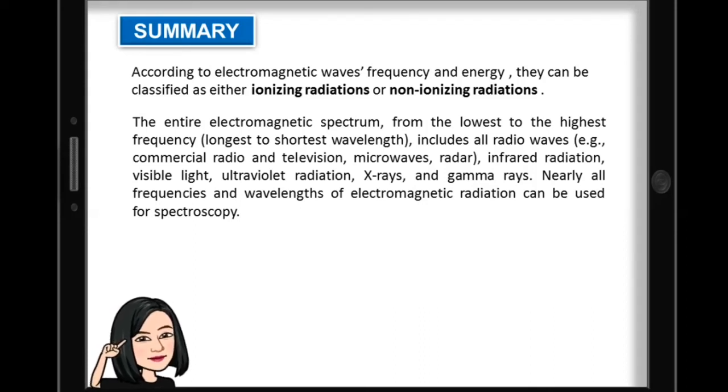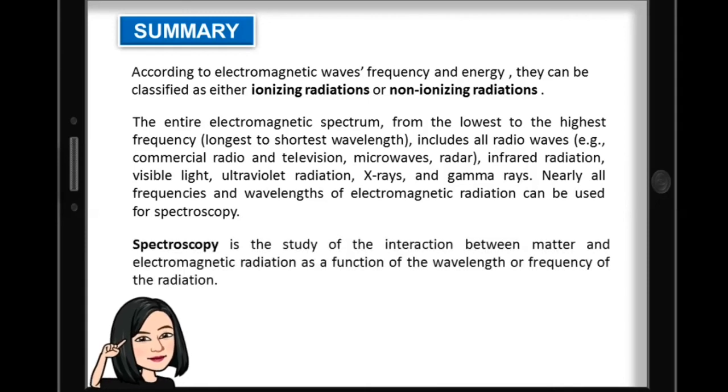Nearly all frequencies and wavelengths of electromagnetic radiation can be used for spectroscopy. Spectroscopy is the study of the interaction between matter and electromagnetic radiation as a function of the wavelength or frequency of the radiation.